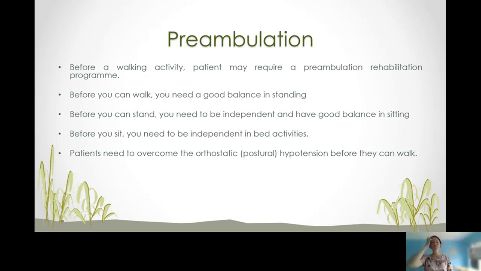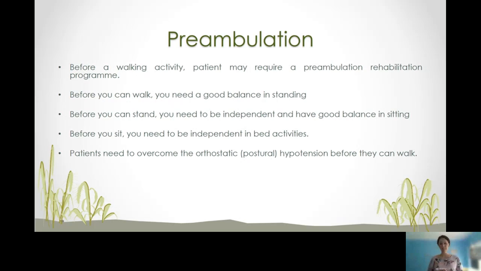So what is pre-ambulation? And what does it entail? After this, you will be able to, in theory, understand how, even before putting the mobility aid in your patient's hands, you can rehabilitate in a way to make sure they are stronger, safer, more confident.